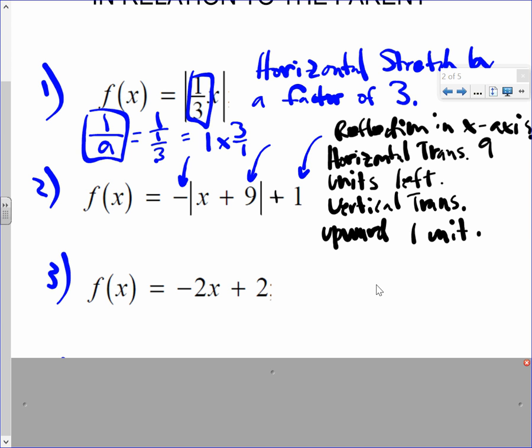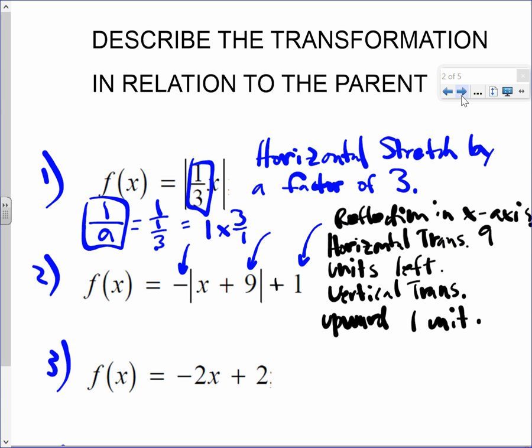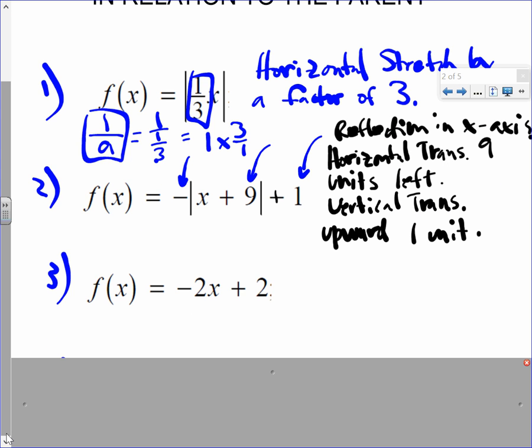What parent function are we dealing with here on number 3? It's not absolute value, but what? What's the parent here? Linear. Okay, it's this one. So we're dealing with linear. So the parent looks like this.